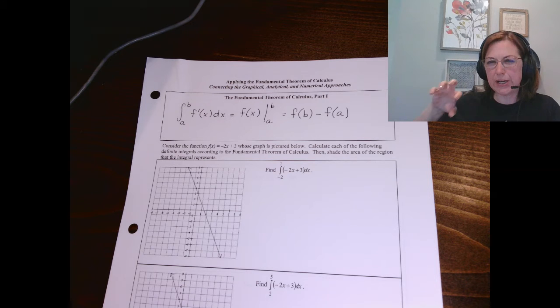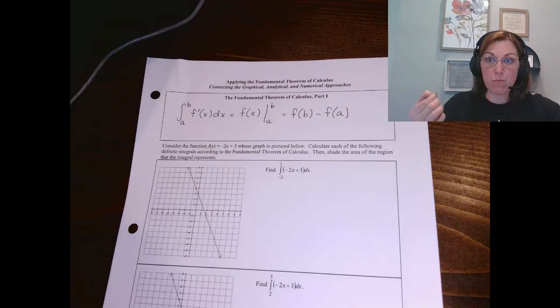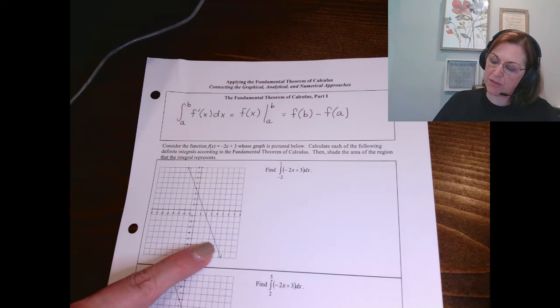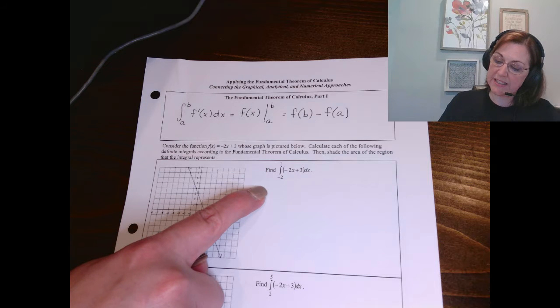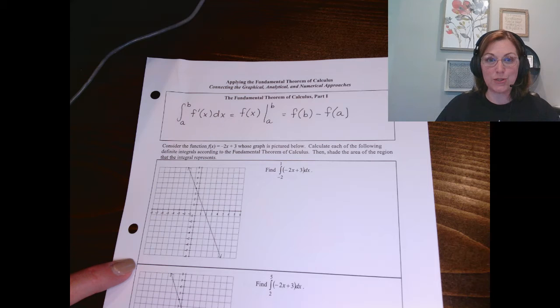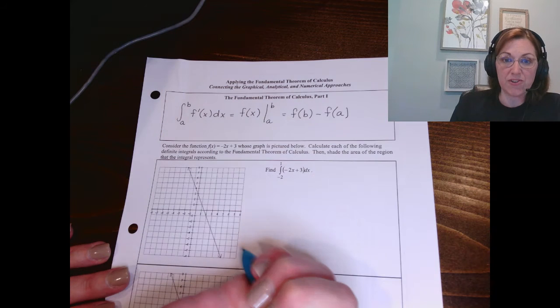Now we're going to look at a graph to confirm what it is we found here, because we've been looking at finding those areas. Remember our Riemann sum work? So we've got the function negative 2x plus 3. We want to calculate these definite integrals using the fundamental theorem, and then we want to also look at the area. So let's do the antiderivative first.